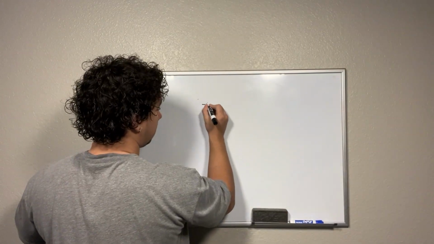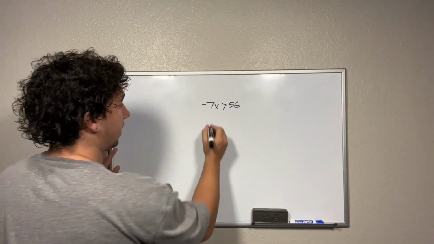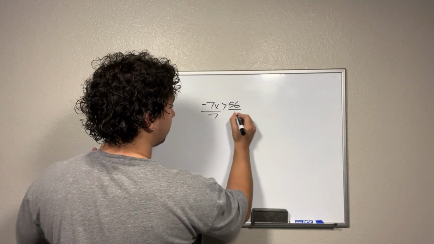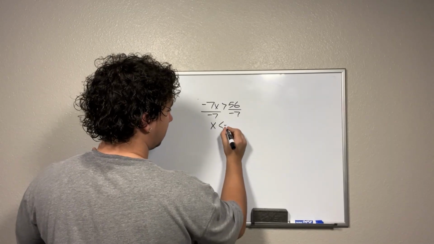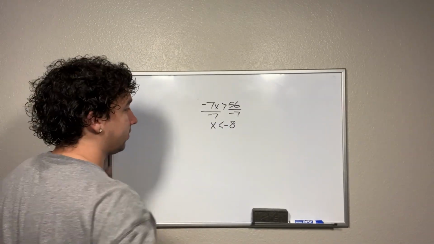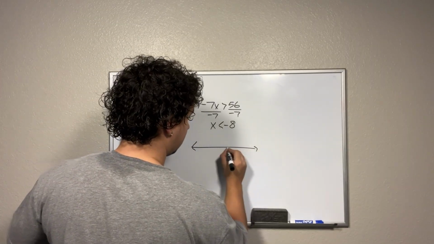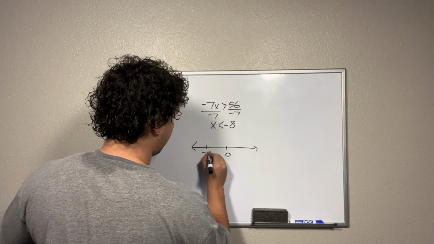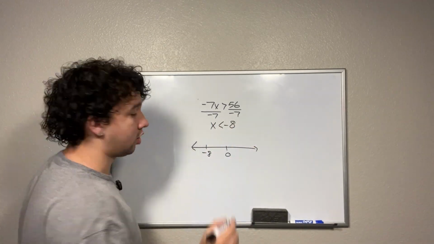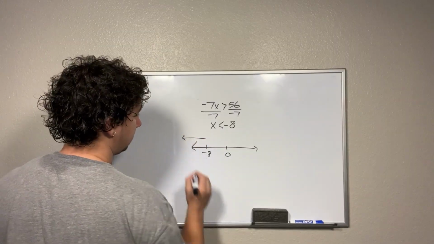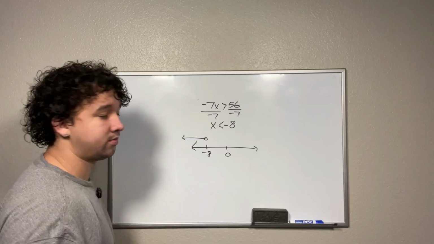Okay, next one here, -7x is greater than 56. Well, I'm going to divide both sides by -7. That gives me x is less than -8. And so in this case here, put my line, 0, -8. X is less than -8, so is 0 less than -8? Nope, which means I'm going away from 0. And since again it's less than, that means -8 is not included, so I draw a hollow circle.